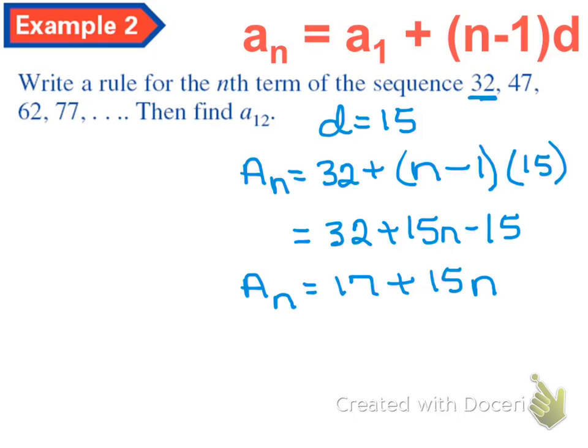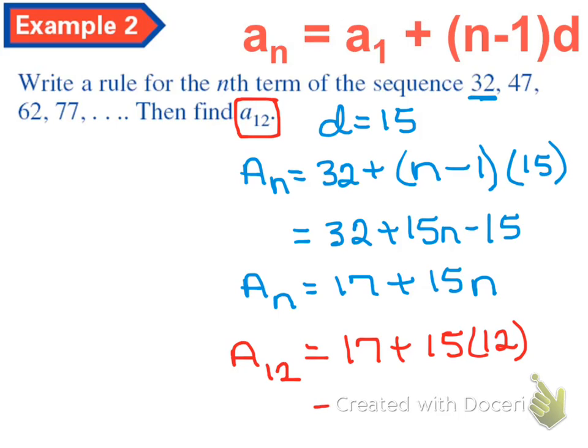The second part of this asked us to find the 12th term. To find the 12th term, put 12 in for n, so you have 17 plus 15 times 12. Simplify, and you find the 12th term would be 197.